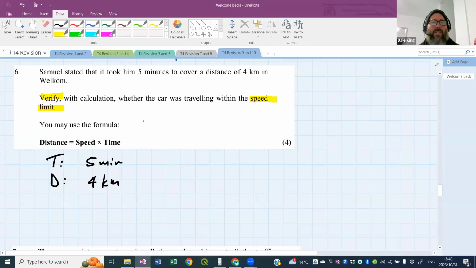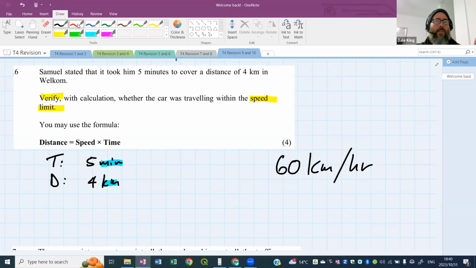If we put in minutes and kilometers, the speed we get out is kilometers per minute. Now we have to check this speed. Oh, you have to change it to hours. Yes, we need to compare against that speed, which is kilometers per hour, and they've given us time in minutes. So we will have to change this 5 minutes into hours first of all.